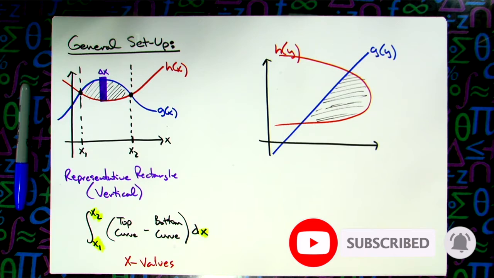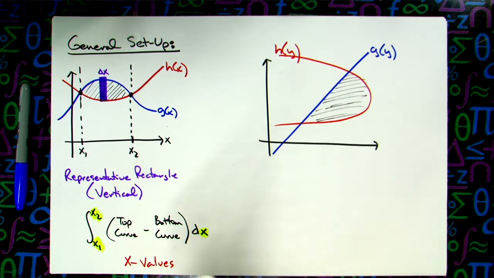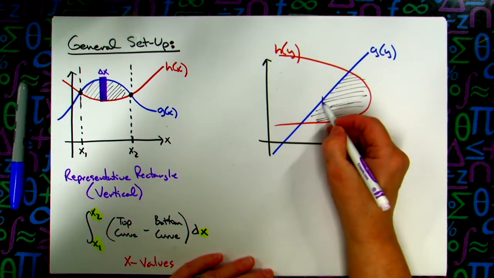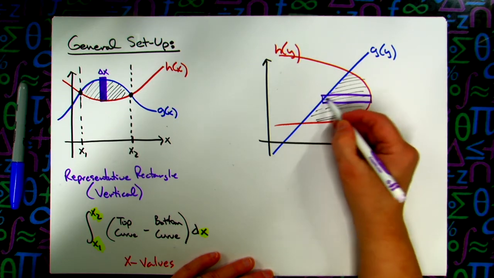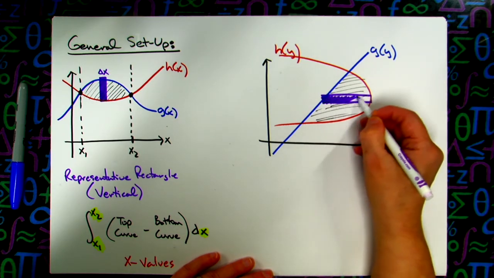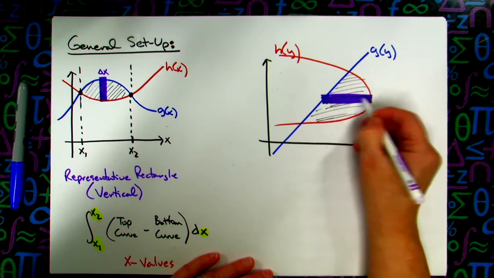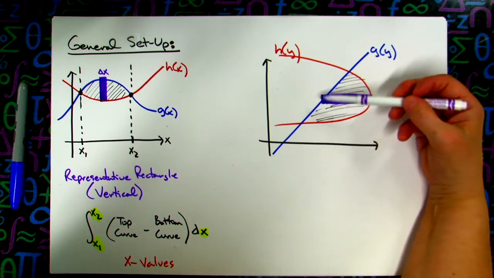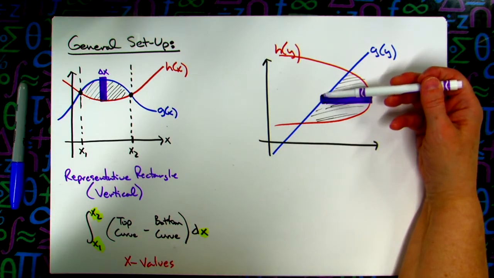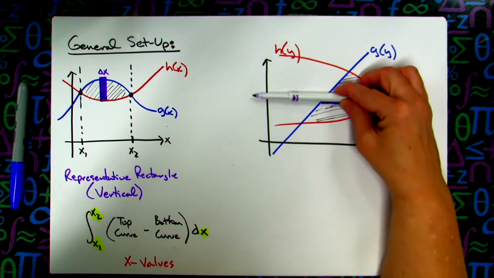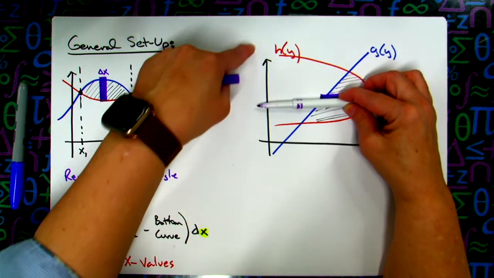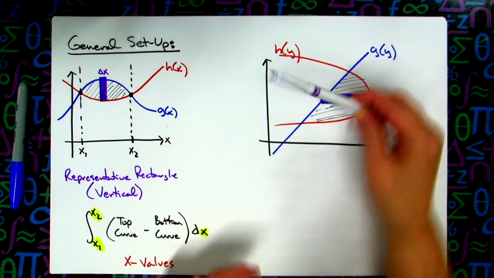It's just not top to bottom. It's left to right is where that area is because of the way they're written. My representative rectangle is going to be horizontal. There's my representative rectangle. Now, how wide is it? The width is over here with the y-axis. So it's not a delta x, it's a delta y.